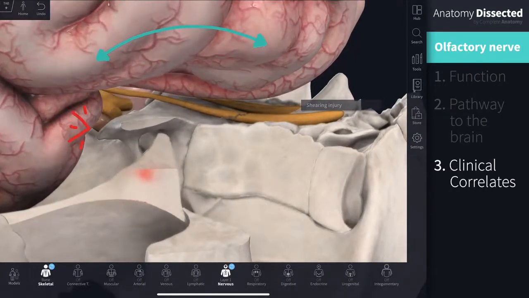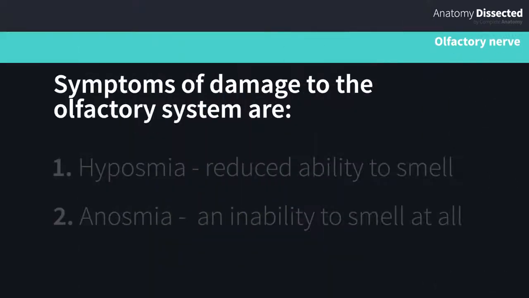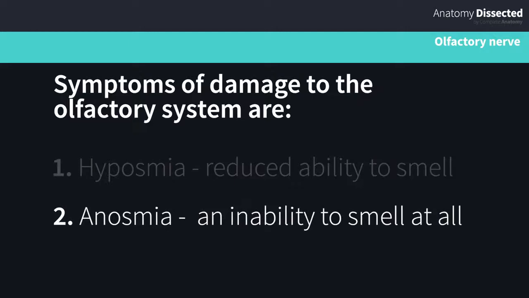However, by far the most common cause of damage to the olfactory system is a viral infection of the respiratory tract, the common cold or influenza. Regardless of the cause, symptoms of damage to the olfactory system are hyposmia, a reduced ability to smell, or anosmia, an inability to smell at all.